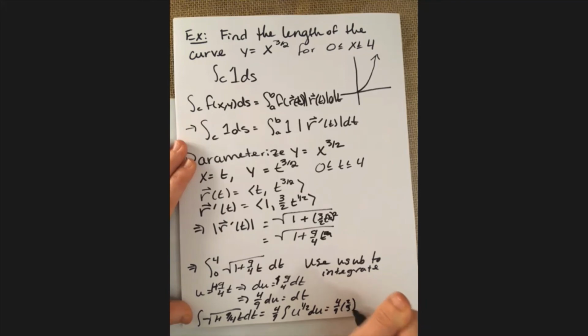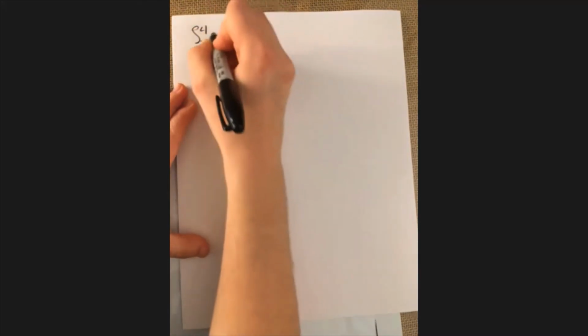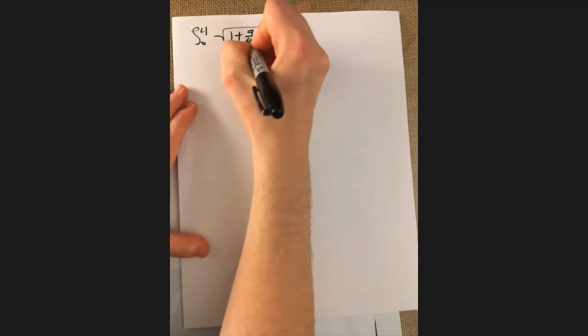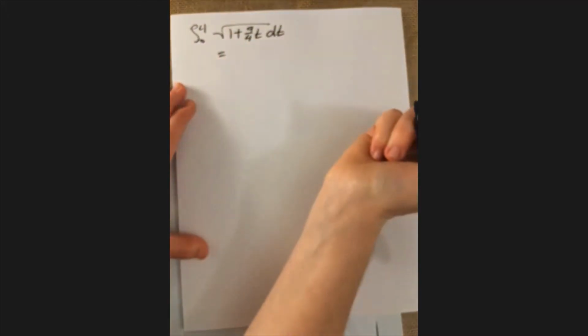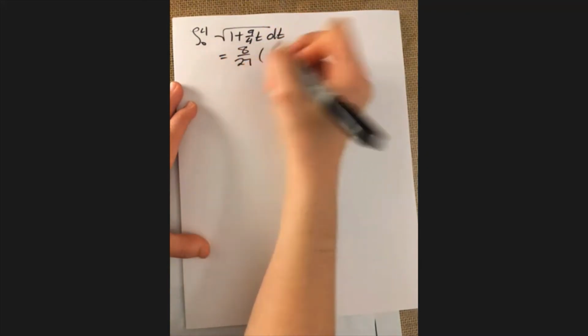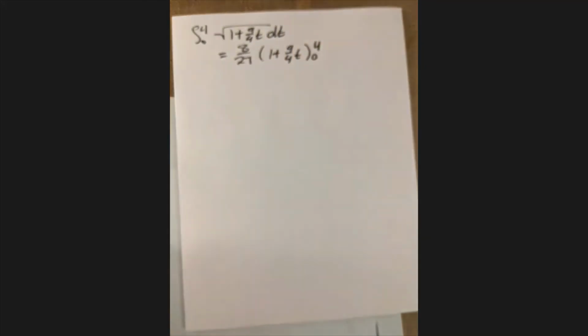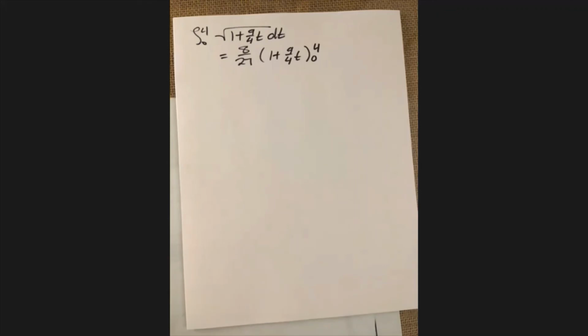which is just equal to 4 over 9 times 2/3 times u to the 3 over 2. So that means that my integral from 0 to 4 of root of 1 plus 9 over 4 t dt has to be equal to, what you're ultimately going to get is 8 over 27 times 1 plus 9 over 4 t to the 3 over 2, evaluated from 0 to 4. And that you can really just throw into your calculator. So I'll leave that part to you.